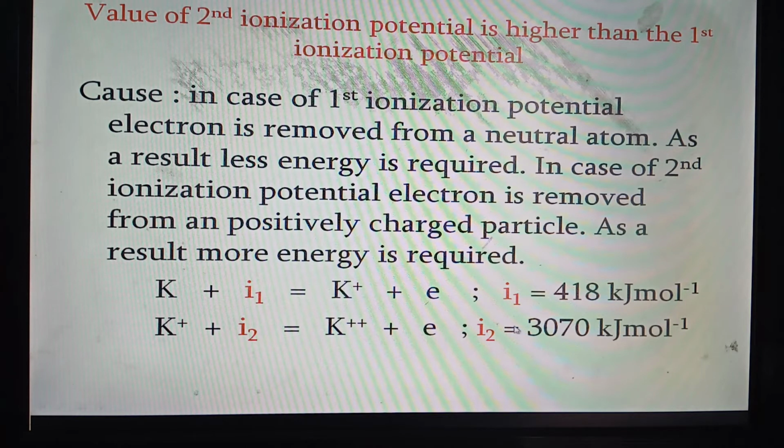That is, the second ionization potential of potassium is much higher than the first ionization potential. What is the cause? I would like to remind you that when we remove one electron from a neutral atom, less energy will be required. So the first ionization potential will be less, but for removing the second electron from a charged particle, more energy will be needed. For this reason, the second ionization potential is always higher than the first ionization potential.